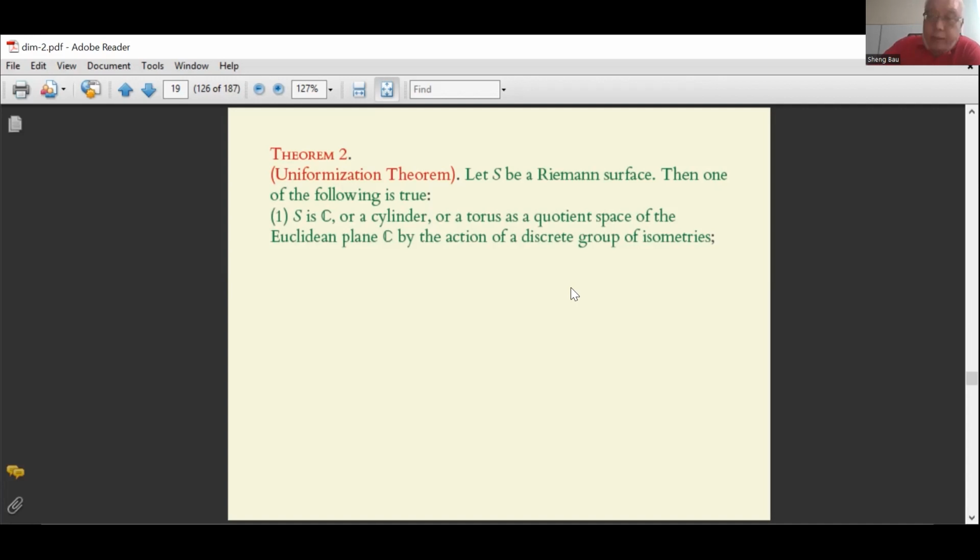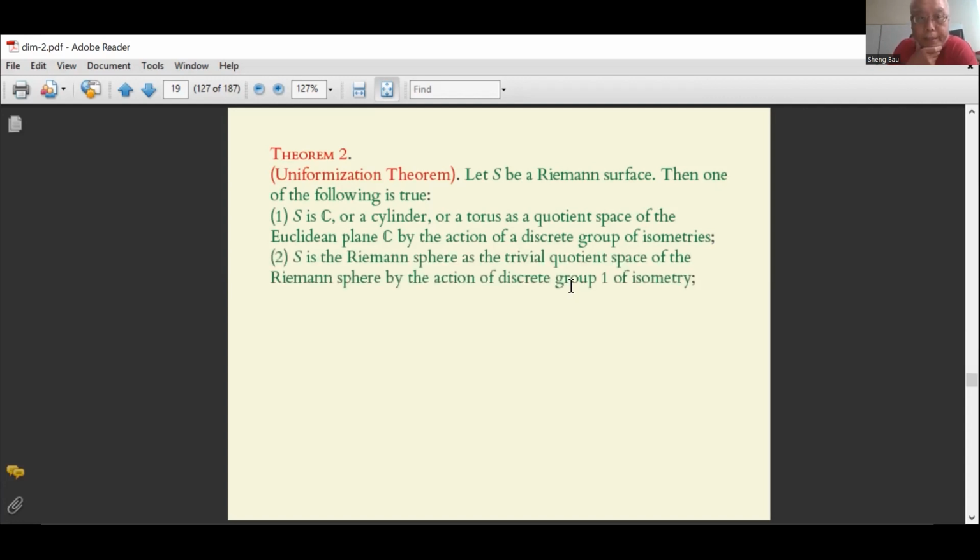Number one is that S is the complex plane, or a cylinder, or a torus, as a quotient space of the Euclidean plane by the action of a discrete group of isometries. Secondly, S is the Riemann sphere. In this case, you have only a trivial discrete group action with which the quotient is the Riemann sphere. The group consists of only the identity mapping, which is, of course, an isometry. These two are very easy to visualize.